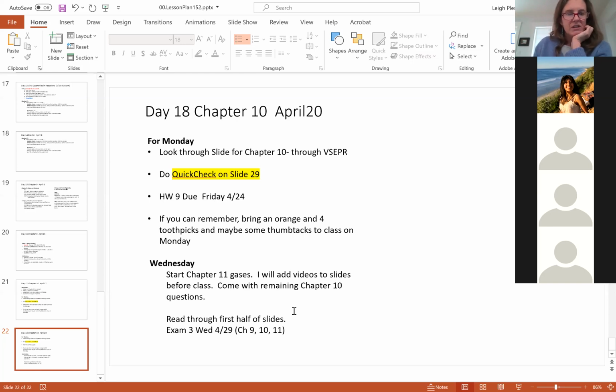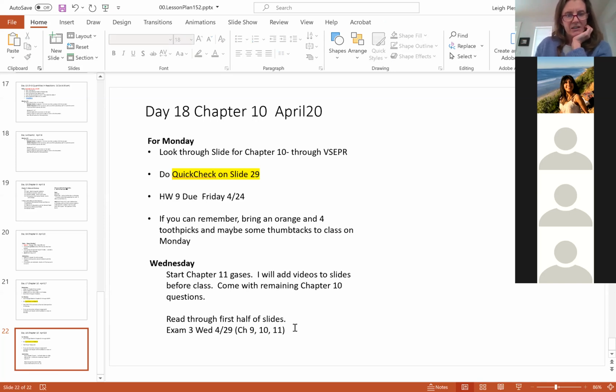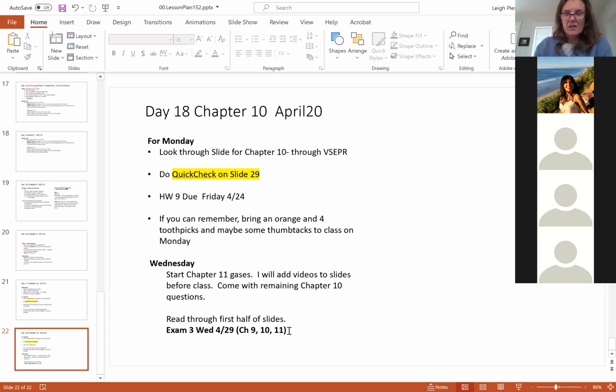And I recommend reading through the first half of the chapter 11 slides. And then it came up quickly. Our next exam is going to be a week from Wednesday, and that's on chapters 9, 10, and 11. So the electron configuration, periodic trends, Lewis structures and molecular shape, and then also the gas laws.